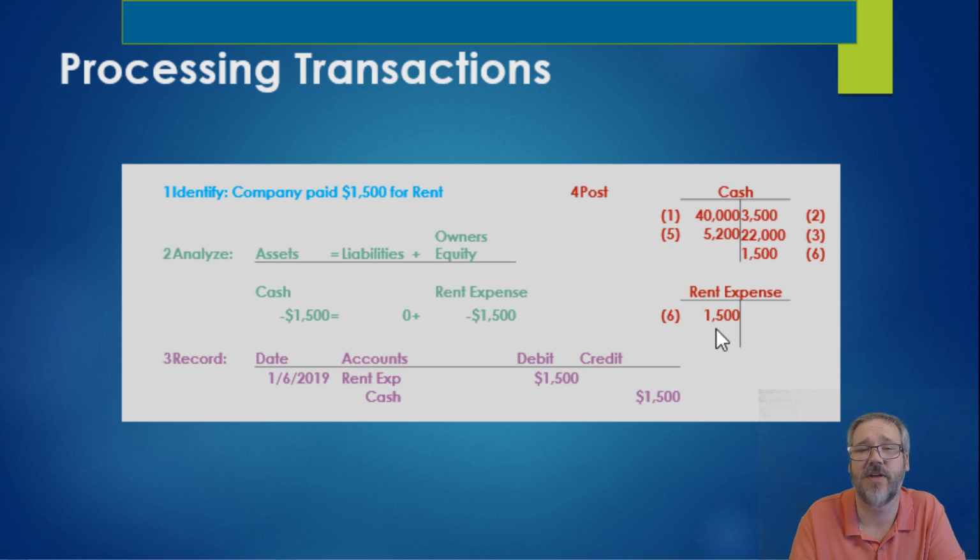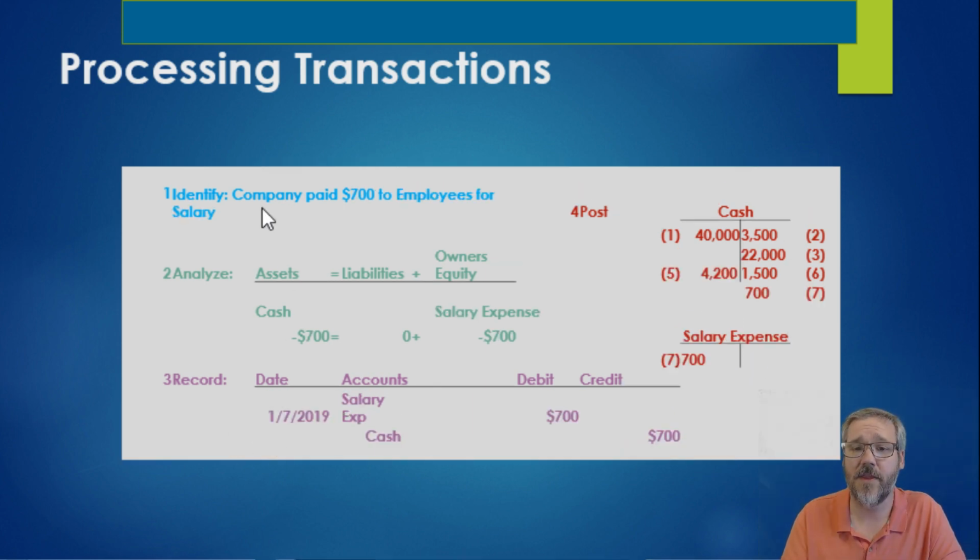All right, so on the 7th, I have decided to pay my employees a salary. Notice under Identify, company paid $700 to employees for salary. I'm paying my employees in cash. Cash is going out by $700. Salary expense, although it is increasing, it is a decrease to owner's equity. The same thing for rent expense. So on the 7th, I am debiting salary expense to show the increase in this expense. Cash, of course, is decreasing with this credit entry.